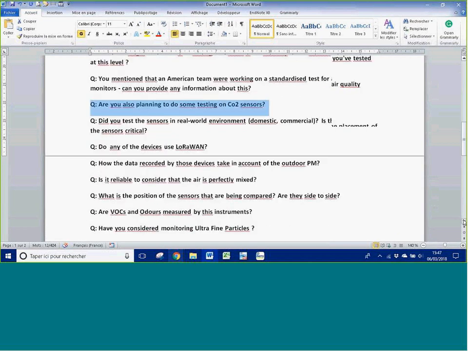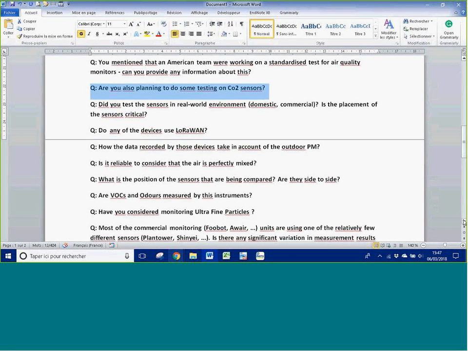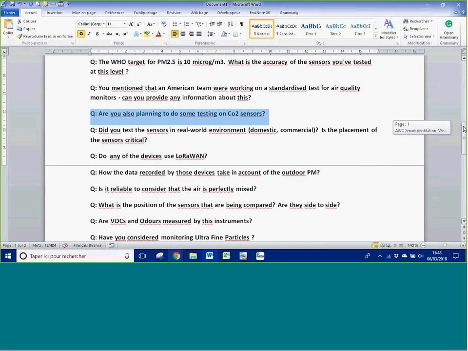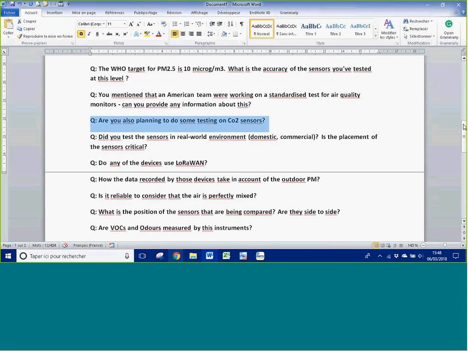Are you also planning to do some testing on CO2 sensors? We are not planning to do testing of CO2 sensors. They've been tested quite a lot in the past, and some of my colleagues at LBL, for example, did a lot of work on CO2 sensors that were being used in commercial buildings for demand control. The key thing that we know for CO2 sensors is that historically the issue with them has been that they drift with time and need periodic recalibration. And they've got better in recent years, but that is still the case.